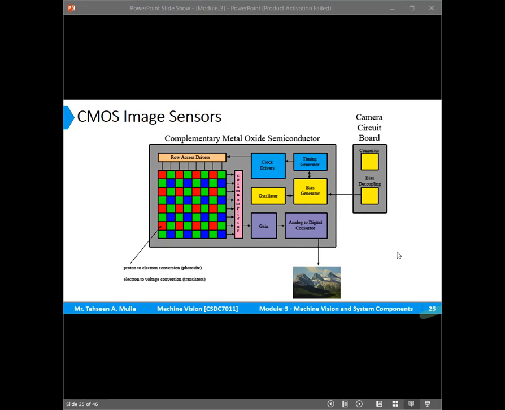So this diagram will help you understand the different points related to CMOS and CCD for comparison and differentiation. We have one more sensor, the TDI.